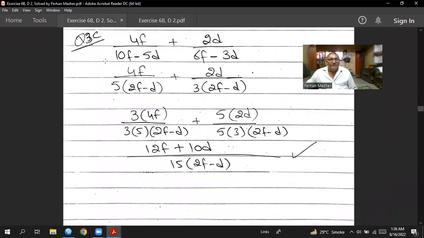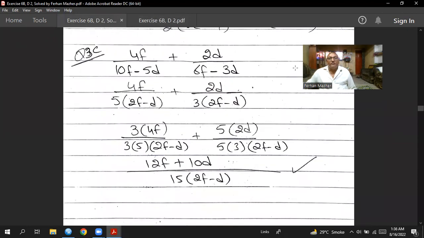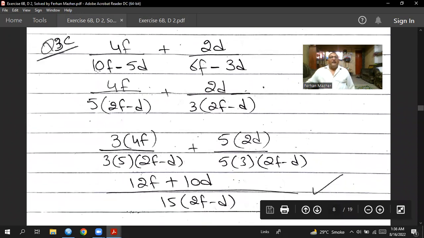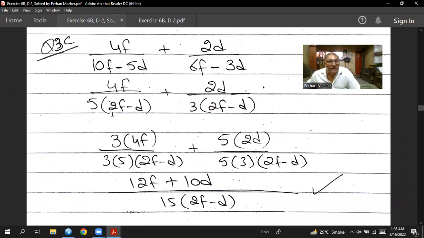So let me show you. Here we go. Here I have taken the 5 common from the denominator. So in the bracket, you will have 2f minus d bracket close plus. From the denominators, I will take the 3 common. So I will have 3 bracket 2f minus d. This bracket is same in the denominator, only the difference of 5 and 3.